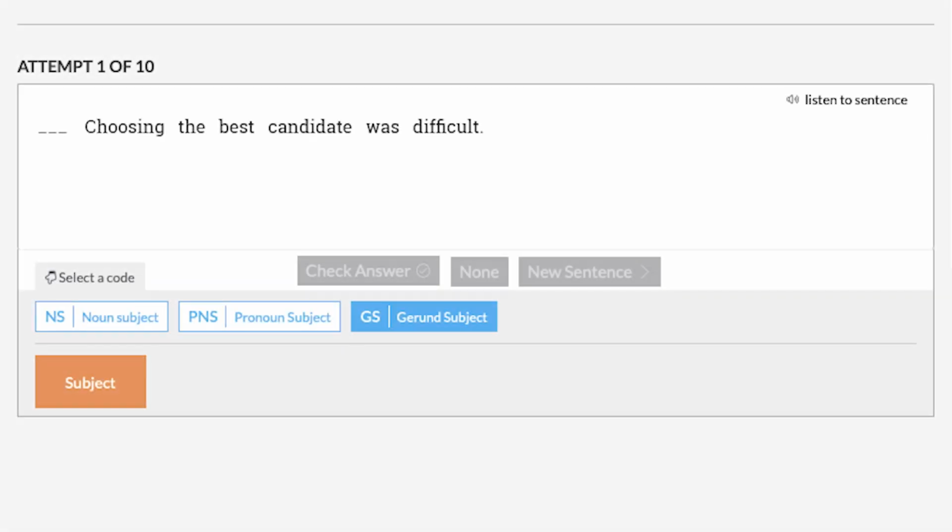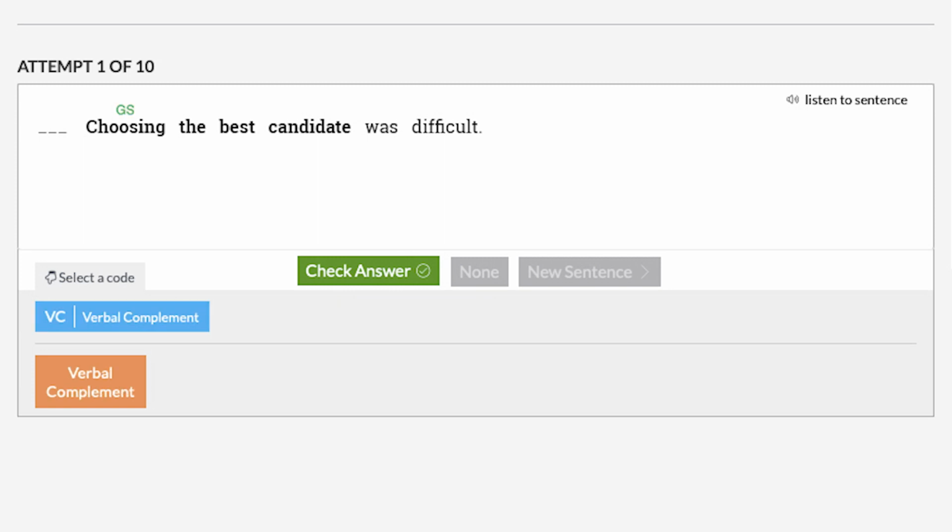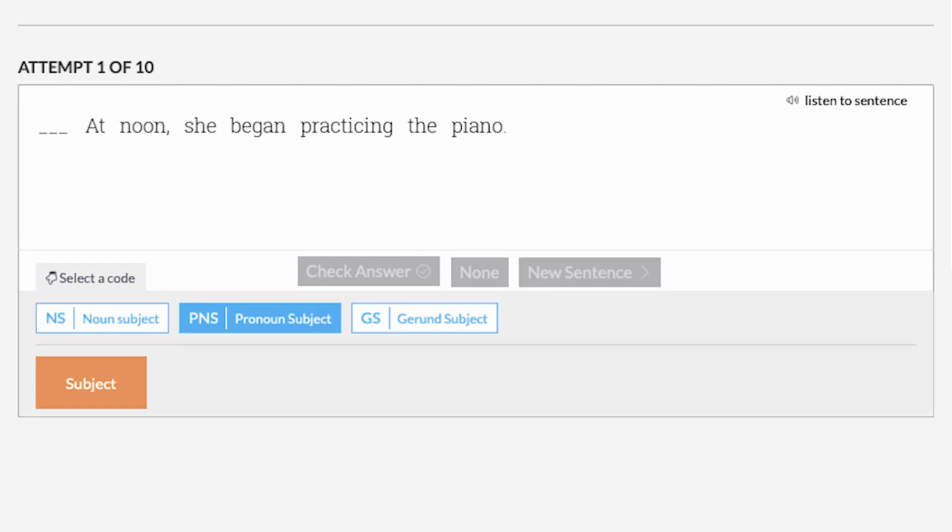An example of a gerund subject with a gerund verbal complement. Choosing the best candidate was difficult. What are we talking about? Choosing the best candidate. Choosing the best candidate is a gerund phrase subject, with the word choosing functioning as the gerund subject and the word candidate functioning as a gerund verbal complement. Choosing what? Choosing candidate.